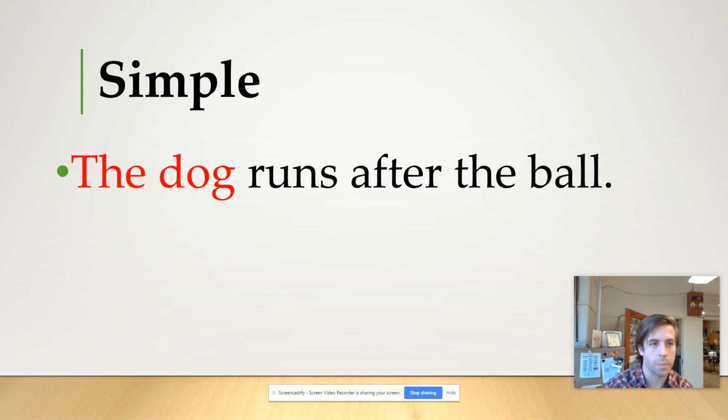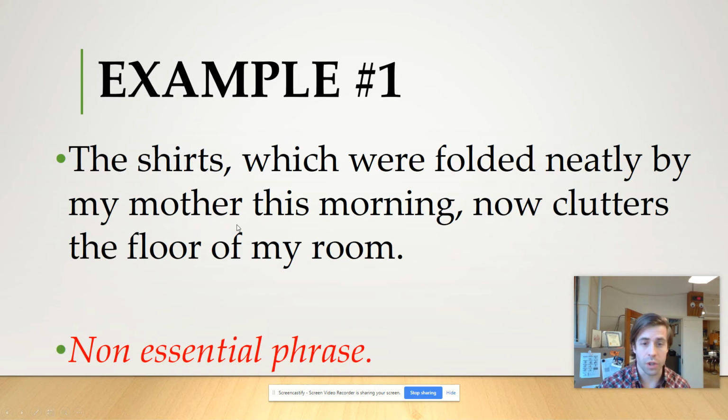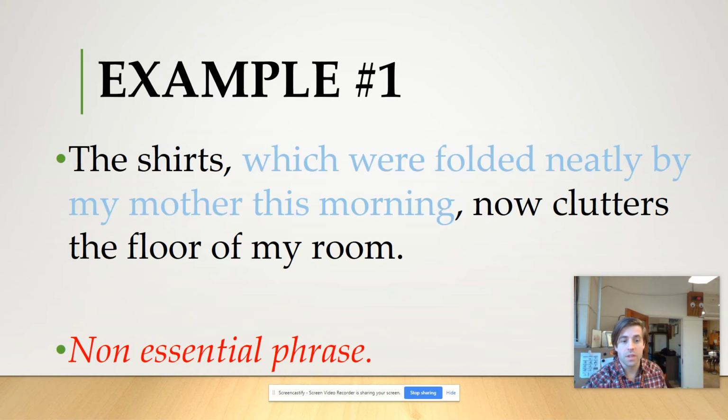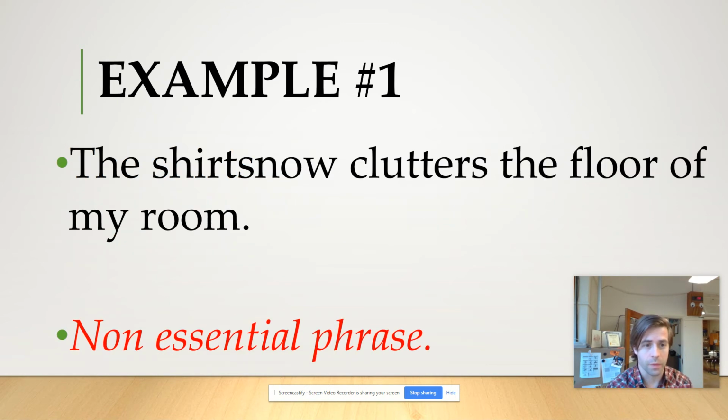But things start getting complicated when we start writing more complex sentences. Take a look at this one. The shirts, which were folded neatly by my mother this morning, now clutters the floor of my room. What we've got here is a non-essential phrase. This part right here, if I highlight it, is non-essential to the sentence, meaning it's not important. This is extra information that the author is trying to convey to us, which means as I'm trying to distill the sentence down to its most essential parts, the subject and the verb, I can take it out.